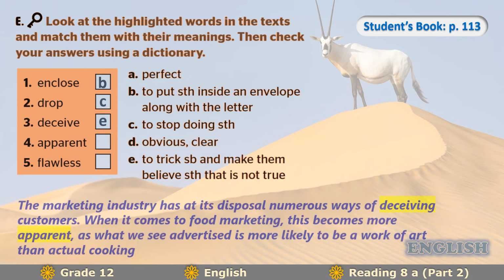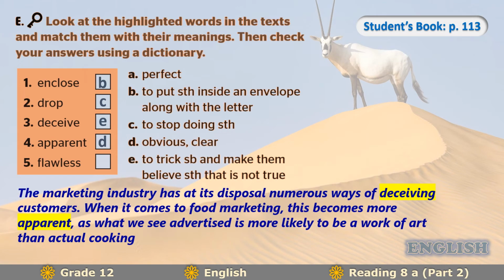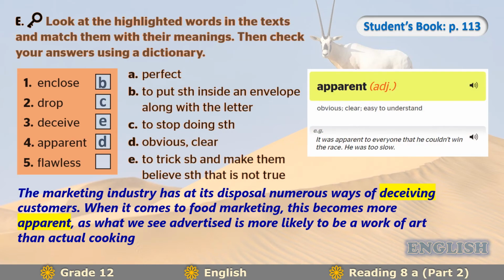And again, we will look up the word apparent in the dictionary in order to make sure that our answer is correct. And here in the dictionary, the meaning says apparent means obvious, clear, or easy to understand. Let's hear a sentence. It was apparent to everyone that he couldn't win the race. He was too slow. So the runner was too slow, so it was apparent or it was clear for everyone that he is going to lose it. He is not going to be a winner.